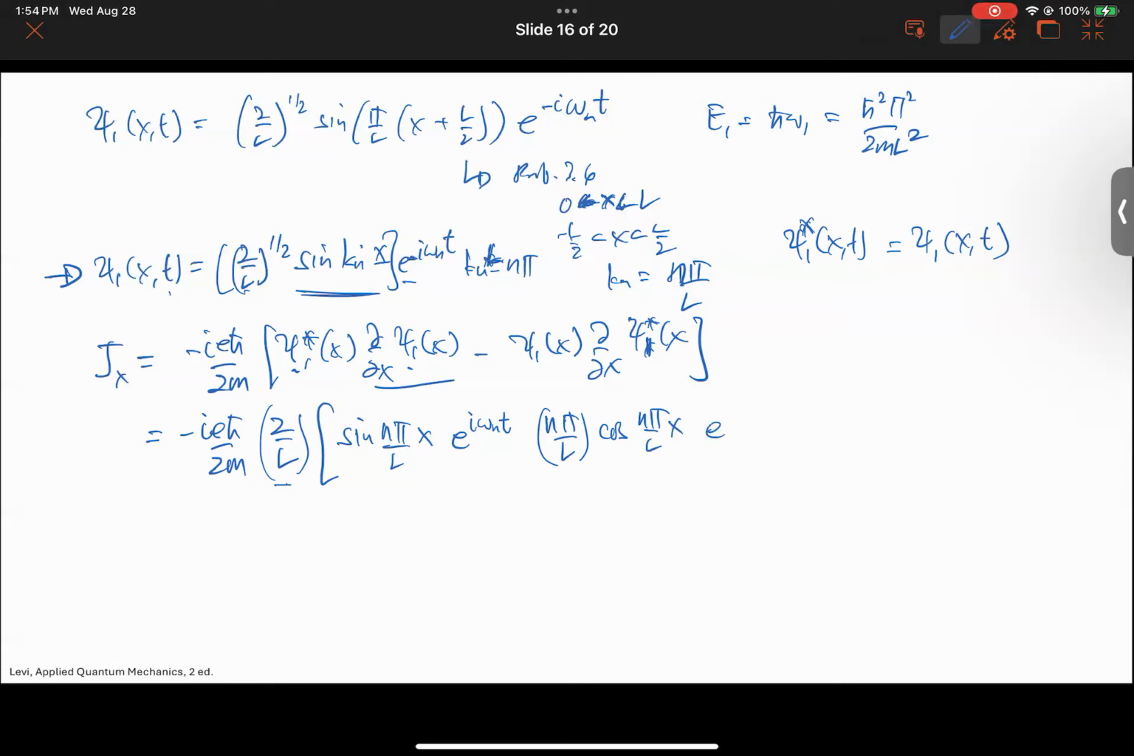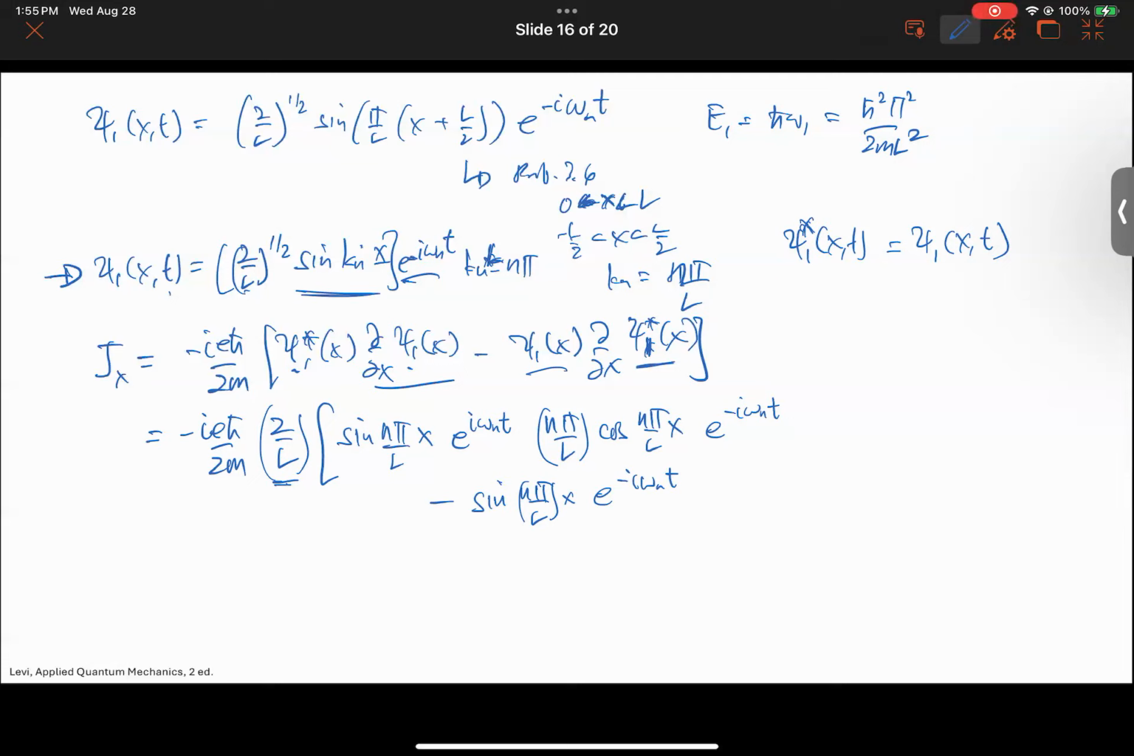Then there is the exponential of negative i omega sub n t, minus psi 1 of x. Again, there is the 2 over L, then sine of n pi over L x, then the exponential of negative i omega sub n t. And then the derivative of the complex conjugate.